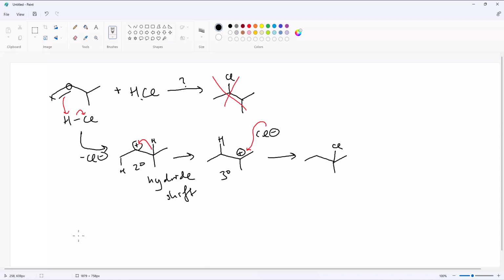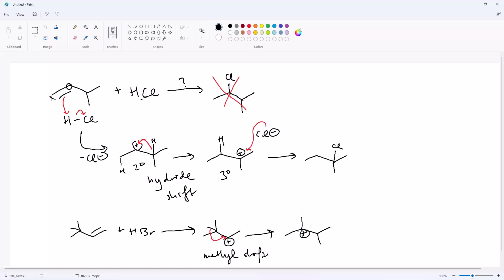A similar example with a different kind of shift, we could have this kind of a similar structure, and we add HBr. And I'll skip writing the mechanism, but you can imagine that alkene is protonated by HBr, so we end up with a secondary carbocation. But we have a methyl that can shift next to it, so we're going to take the methyl and we're going to push it over. So this is our methyl shift. And what we're left with is a tertiary carbocation. Again, we've gone from a secondary to a tertiary, so it's favorable.